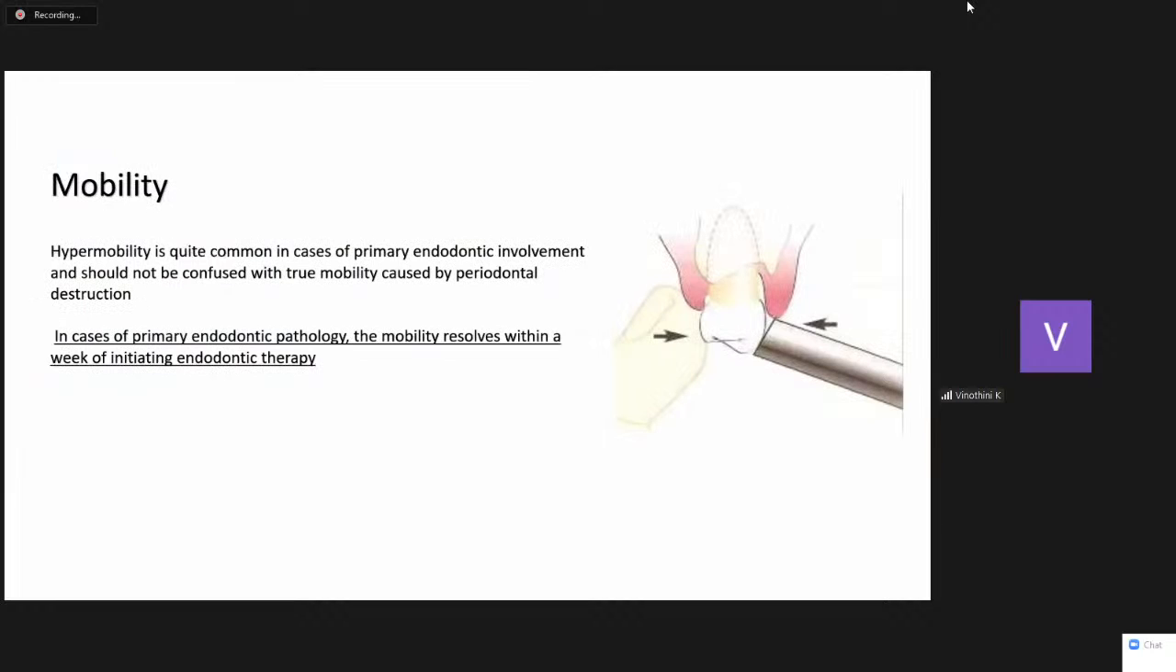And mobility. As we all know, mobility is the most common phenomenon in perio infection, not in endo infection. Hypermobility is quite common in perio, but however in a primary endo infection, there is going to be hypermobility because of the presence of inflammation. After doing root canal treatment, this hypermobility is going to subside in the case of endodontic infection. But mobility is a common feature for all perio infection.